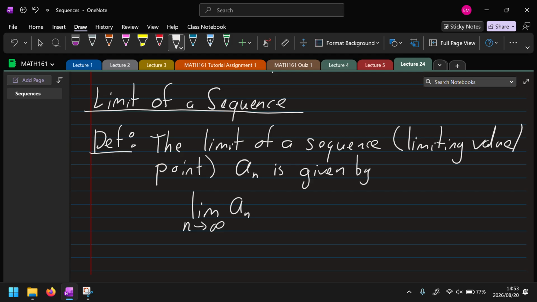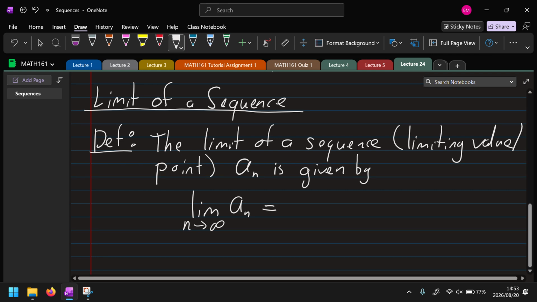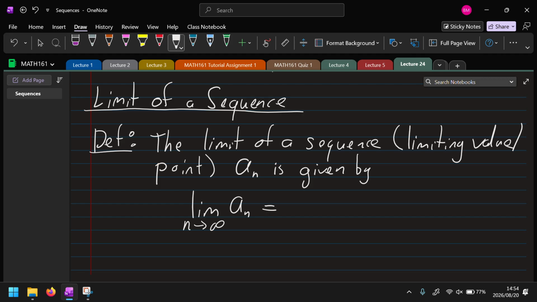So we have some sequence of real numbers. When we take the limit as n goes to infinity, if we get some value, we call that the limit of the sequence, or the limiting value, or the limiting point. It all means the same thing. Sometimes we drop the n goes to infinity because it will always be limit n goes to infinity. So you might see this written as just lim a sub n. Because we know it will be n goes to infinity, so we don't include that. So you might see that.